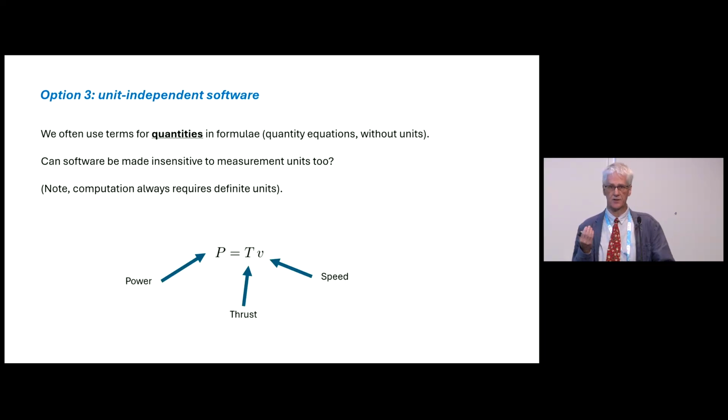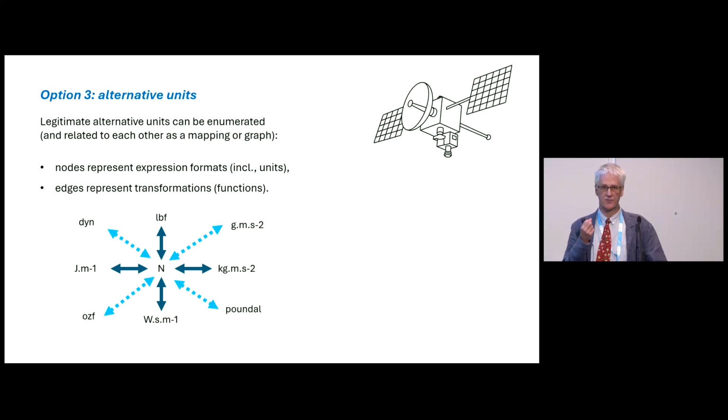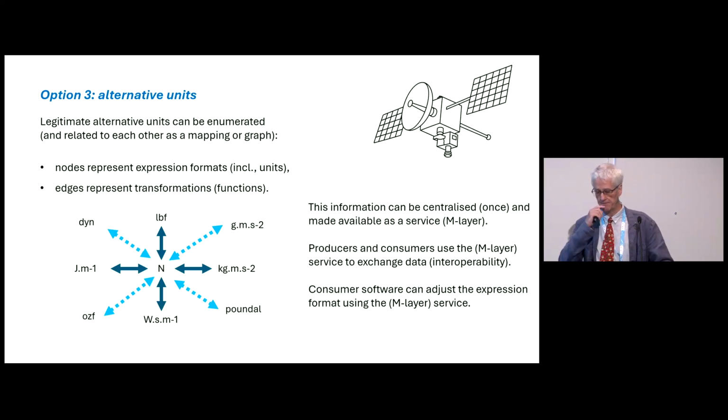Option three, unit-independent software. We often think that this should be easy because we write equations in terms of quantities and we don't put the units anywhere in them. Here I've written an equation for the power of the engine as being the thrust times the velocity. No units anywhere, that's a physical equation. So if we're going to do that, what would our software system look like? Well, first of all, you can go through and say, what are the equivalent units to newtons? What are the equivalent units for force? And you can map those out, you can itemize them, and you can think of that as a sort of graph, that if you're sitting on a node in that graph, then that's a particular unit for force, and the edge to another node is a transformation that you would need to go from one to the other. So that's the idea shown here in that figure.